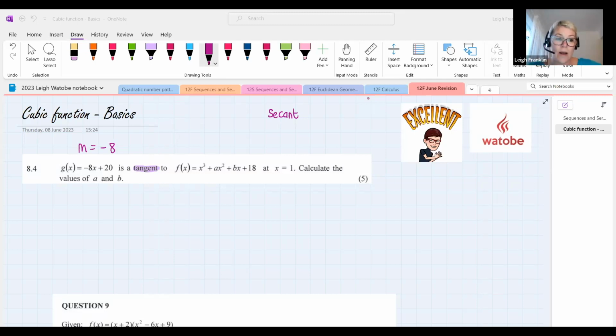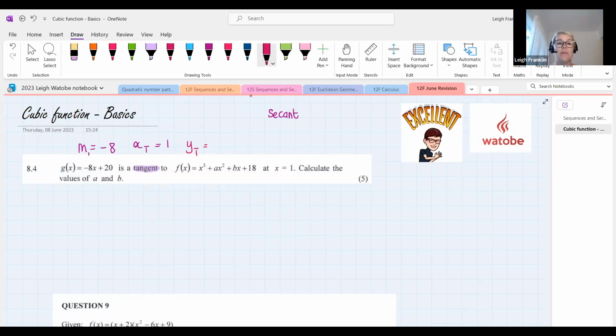Okay, so at x equals 1, the gradient of the tangent is negative 8, and therefore the gradient on the cubic function will also be negative 8 at that point. All right, we also know the x coordinate at the point of tangency. They've told us that it's 1. What is missing from this information is the y coordinate at the point of tangency. We don't know what that is.